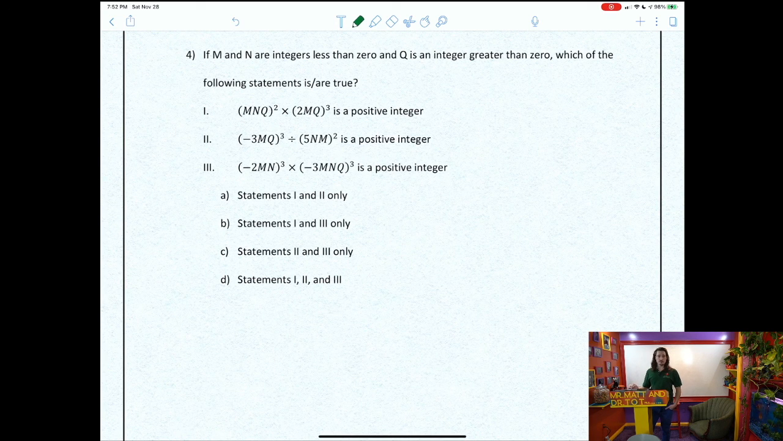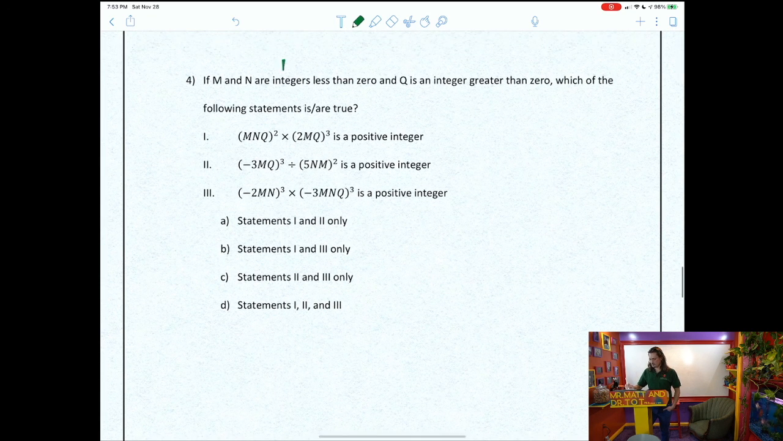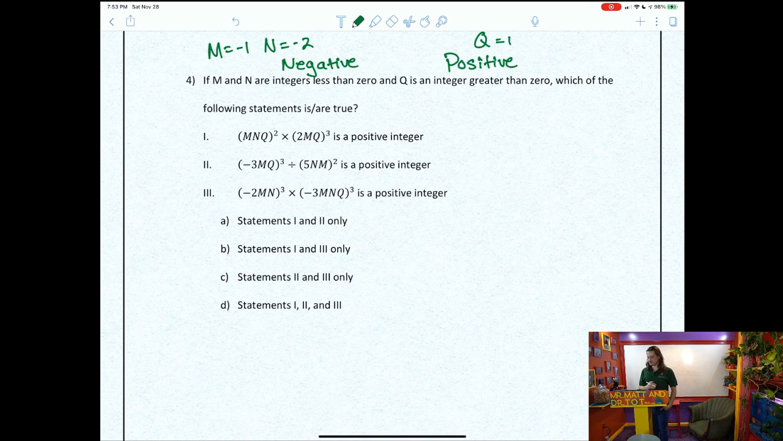So here we've changed the domain of m, n, and q. It's no longer representative of positive prime odd values for m and n, or an even value for q. Now we're talking about integers less than 0, or in other words, negative values for m and n. And we're talking about an integer greater than 0, or in other words, a positive value for q. So if we wanted to pick easy to work with numbers, maybe m could be negative 1, n could be negative 2, and q could be positive 1. We don't want to pick values that are going to make our life hard for ourselves.